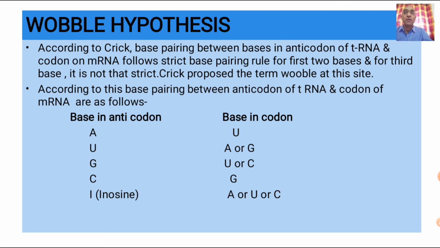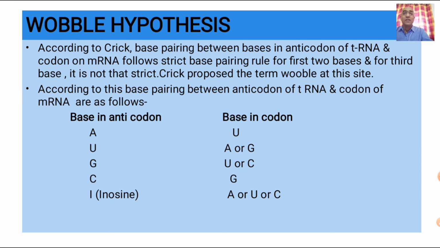For the third base, it is not that stringent, not that strict. So Crick proposed the term wobble at this site. I will tell you how it happens. According to this, the base pairing between the anticodon of tRNA and the codon of mRNA is as follows.